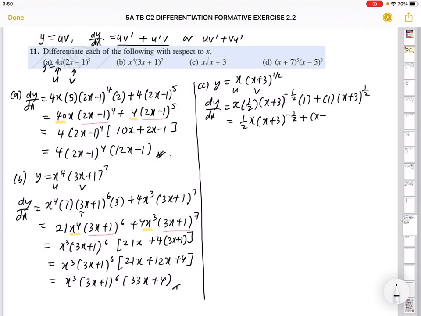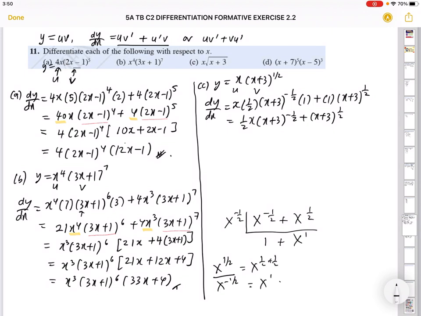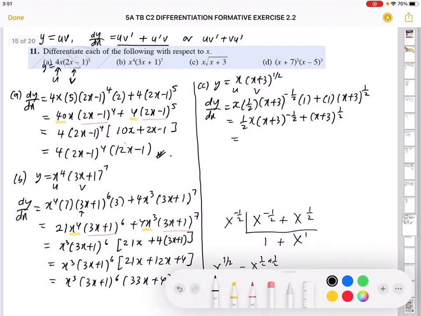Okay, before I factorize, I just want to tell you that if you have x power negative half and x power half, we can always take out the smaller one. Smaller one means power negative half. So when you take out negative half here, you're left with 1. Now x power half, when you divide by x power negative half, is actually x power half plus half, which essentially is x power 1. Likewise, we can take out this x power half.